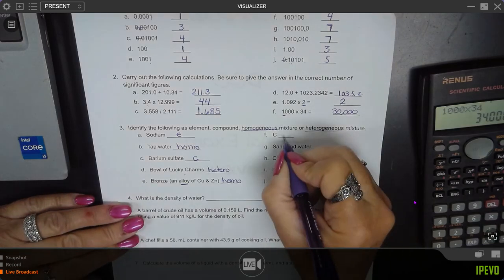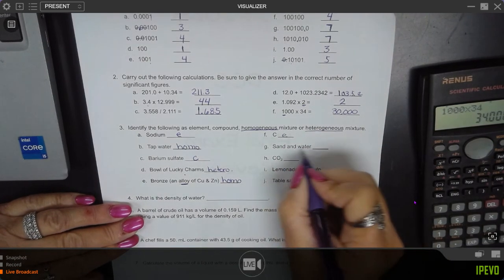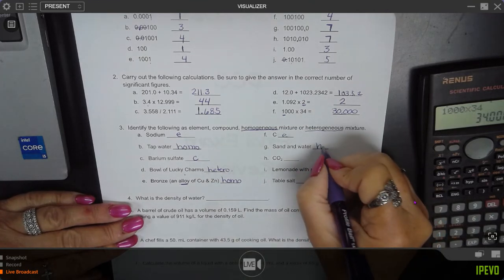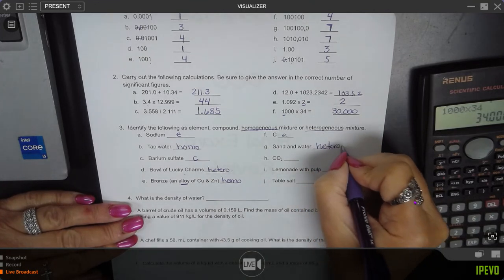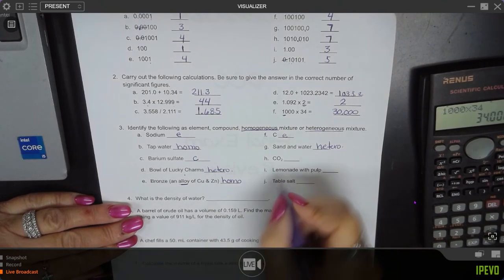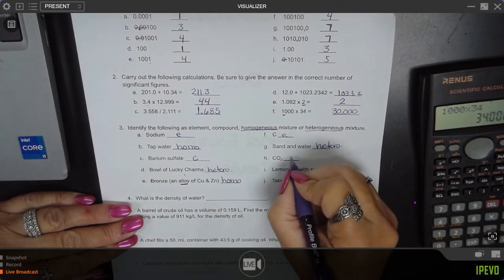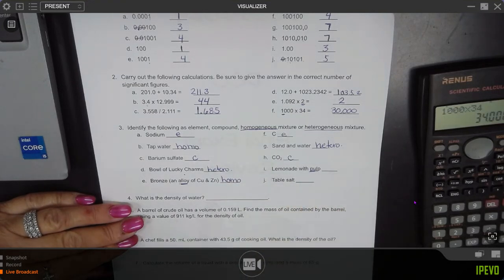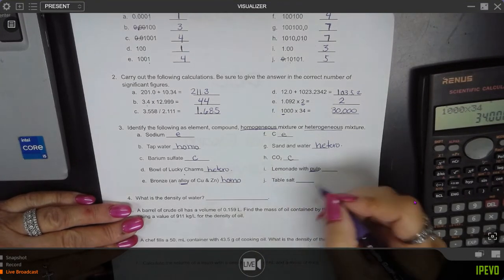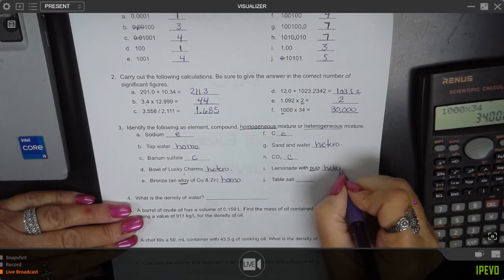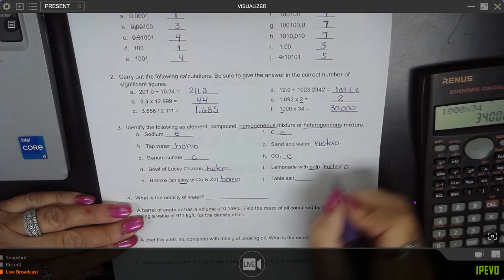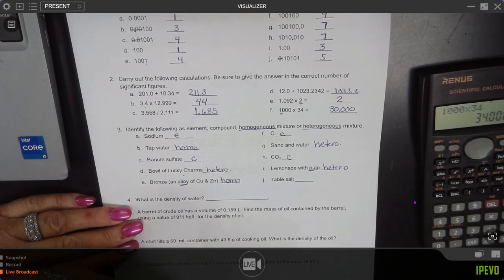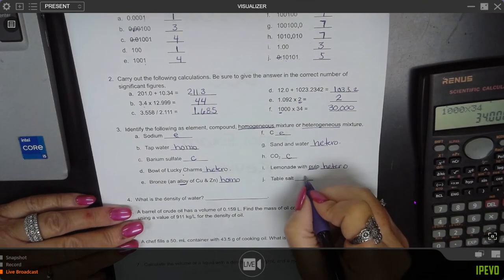Carbon is an element. Sand and water. When you mix sand with water, the sand's going to settle to the bottom. You're going to be able to see the different parts, so that's going to be heterogeneous. CO2, that's going to be a compound. Lemonade with pulp. Okay, the pulp's going to be on the top of the lemonade, so it looks different. It doesn't look the same, so heterogeneous. And then table salt. Table salt, that's a tricky one, but table salt is sodium chloride. Okay, so that's going to be a compound.